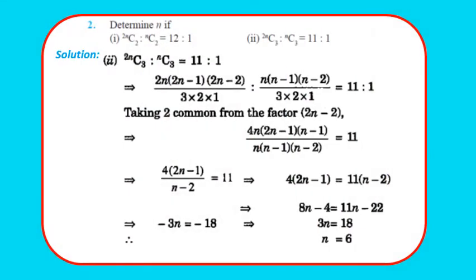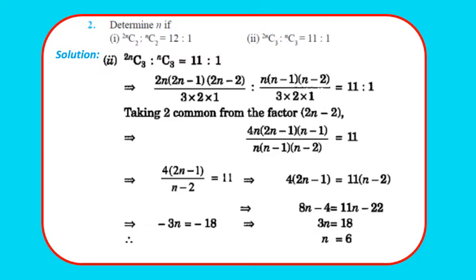Next is question 2. Determine n if, now there are two parts, I am solving the second part for you, that is 2nC3 ratio nC3 is equal to 11 ratio 1. So 2nC3 can be written as 2n into (2n minus 1) into (2n minus 2) upon 3 into 2 into 1, and nC3 can be written as n into (n minus 1) into (n minus 2) upon 3 into 2 into 1. So writing this, we get 2n into (2n minus 1) into (2n minus 2) upon 3 into 2 into 1 ratio n into (n minus 1) into (n minus 2) upon 3 into 2 into 1 equals 11 ratio 1.